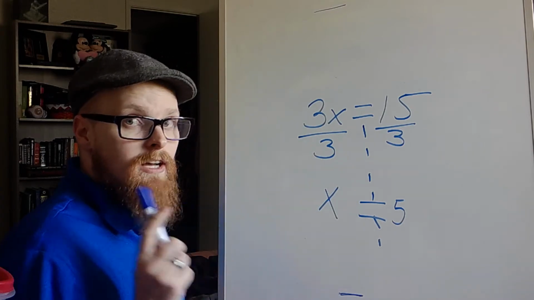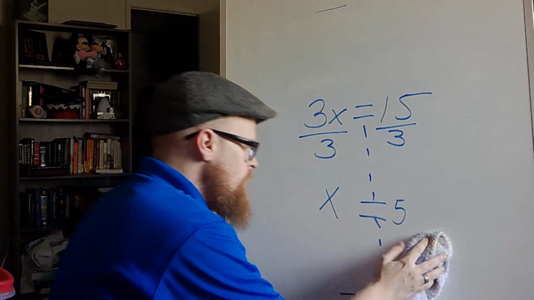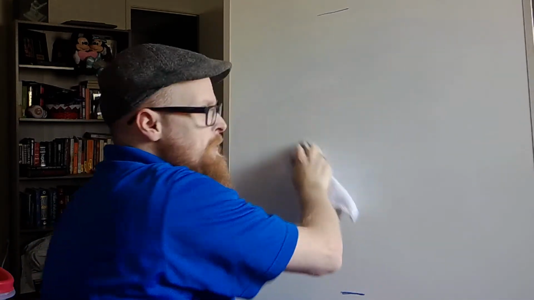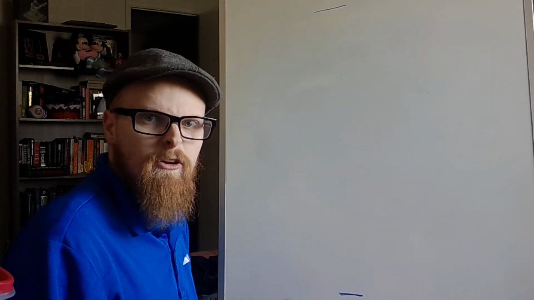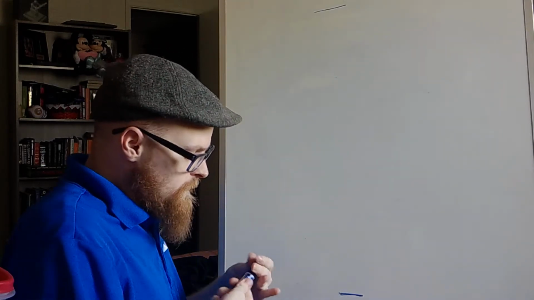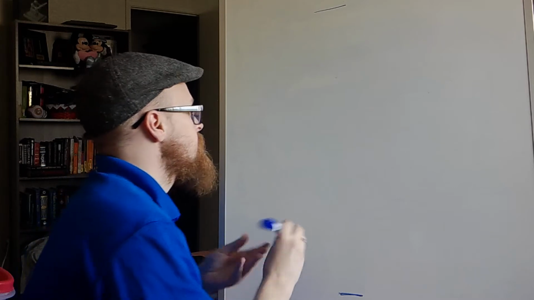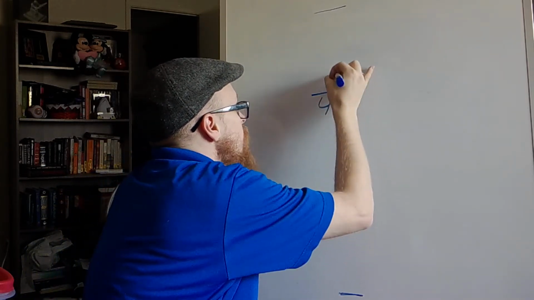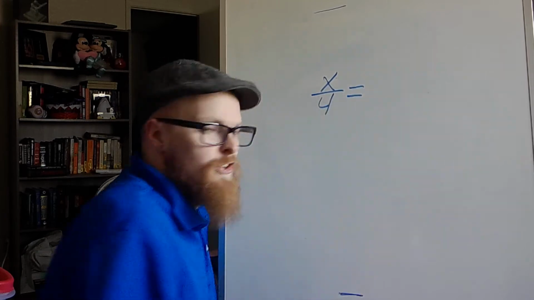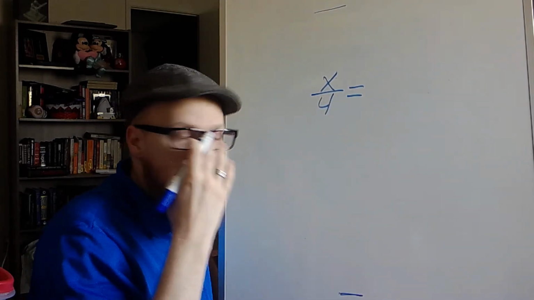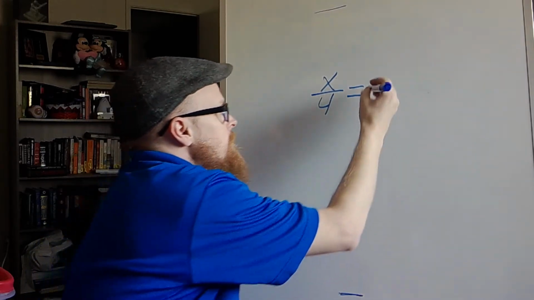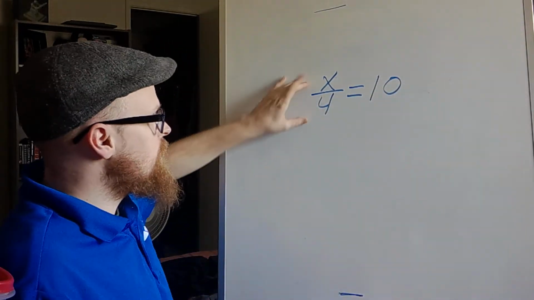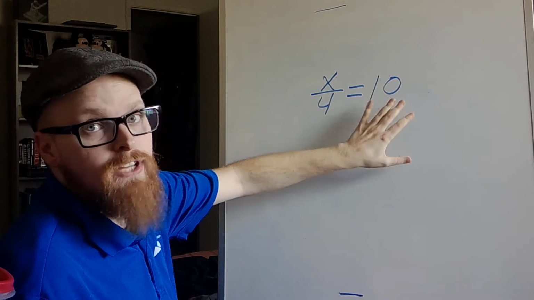Let's do a division problem next. Division problem, I think because of the way it looks, throws people off. Because they tend to look a little weird. Okay? You will commonly see them with the number on bottom. I'll show you one with an x on bottom here in a moment. But you'll typically see them with the number on bottom. Okay? So this is x divided by 4 equals 10.